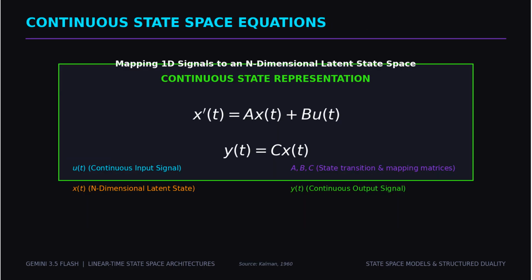At the core of state space models are continuous time differential equations. An input signal u of t is mapped to an output signal y of t by first projecting the input into an n-dimensional latent state x of t. Mathematically, the derivative of x with respect to t is equal to matrix A times x of t plus matrix B times u of t. The output y of t is then computed as matrix C times x of t.